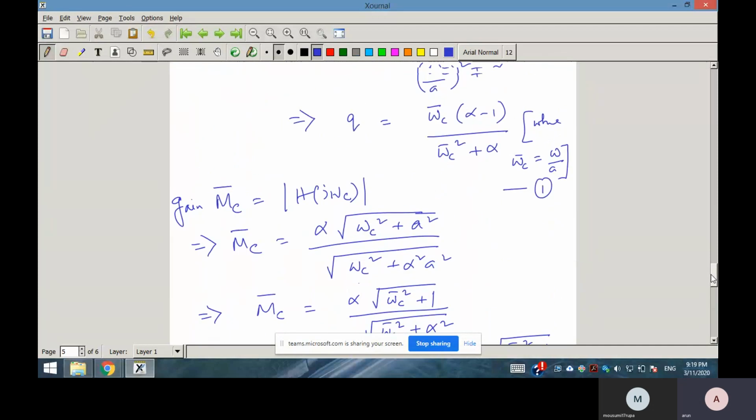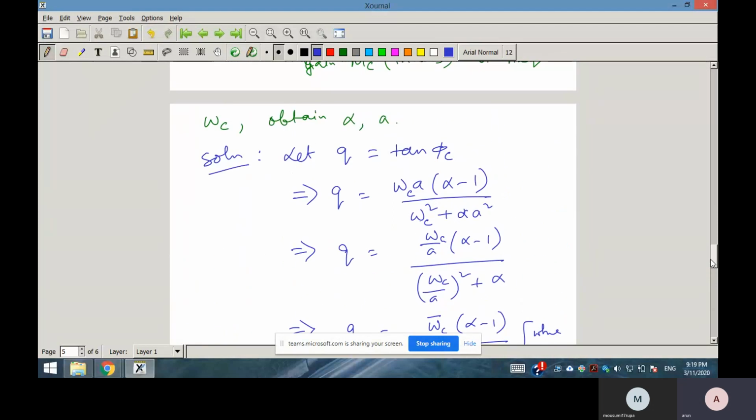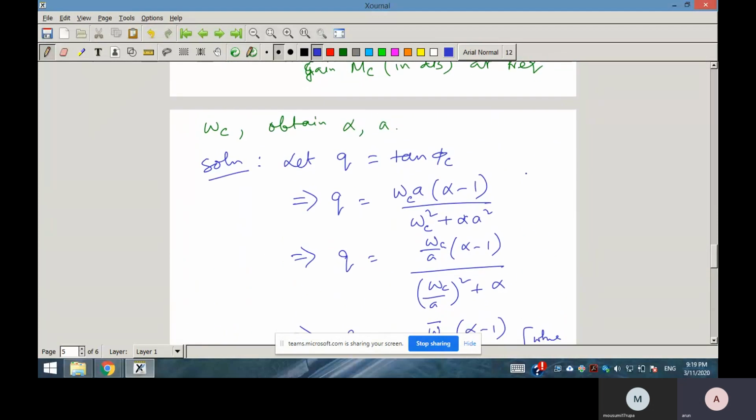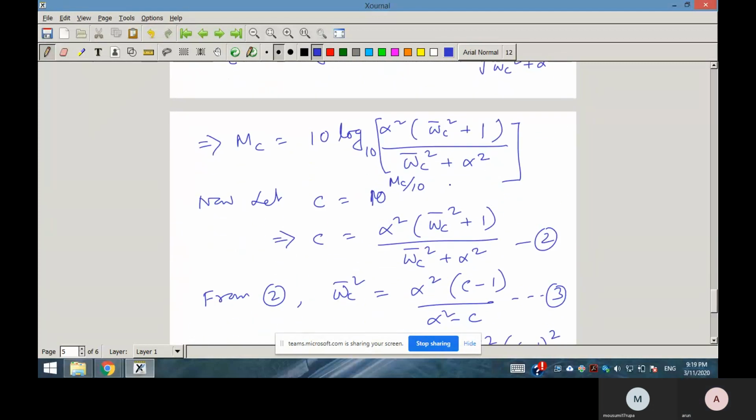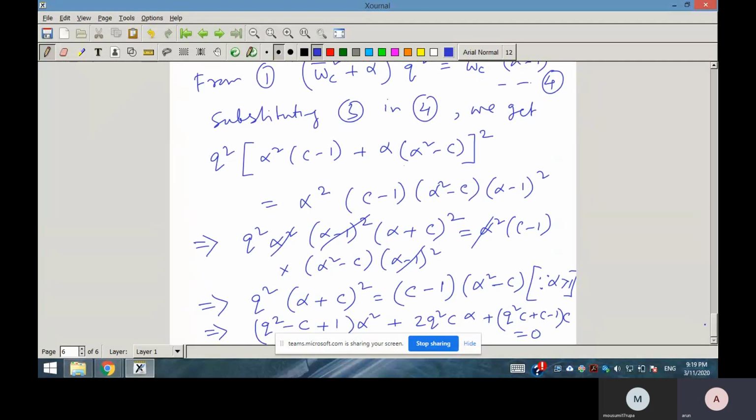And what is your Q? Q is your omega C bar into alpha. Well, Q is your this one, tan of phi C. So phi C is given. Phi C given and Mc given means your Q and c are known. So you have to find alpha.